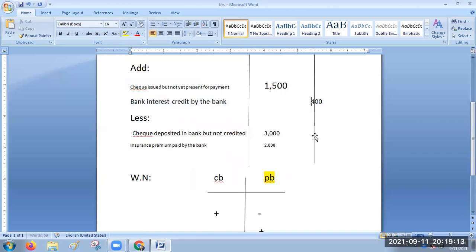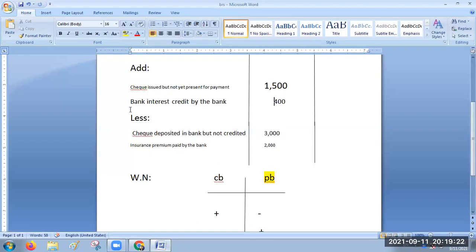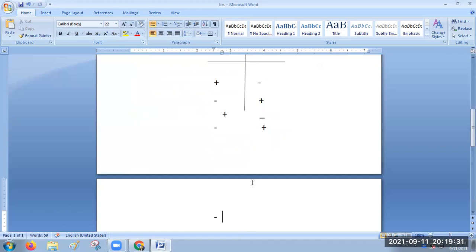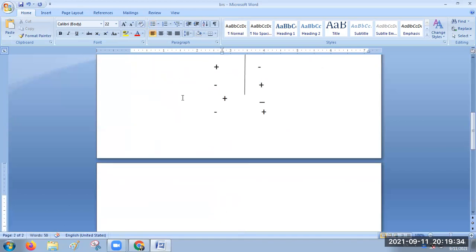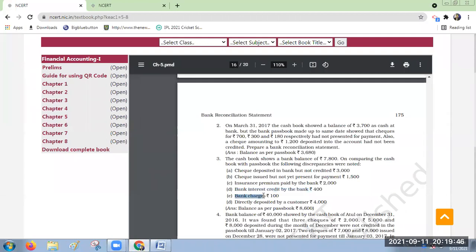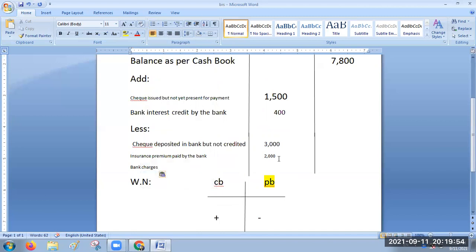Next. What is the transaction? Bank charges. I told you not only they will credit interest, they will deduct charges also, which they did not intimate us. Simply periodically they will cut. That's all. Only a message will come to us. So here in cash book, more amount will be there, whereas in passbook, less amount will be there because they have deducted the amount. So this side minus is there, so that is why that amount you have to deduct. Bank charges. Amount is 100 rupees, no? Yes, sir.